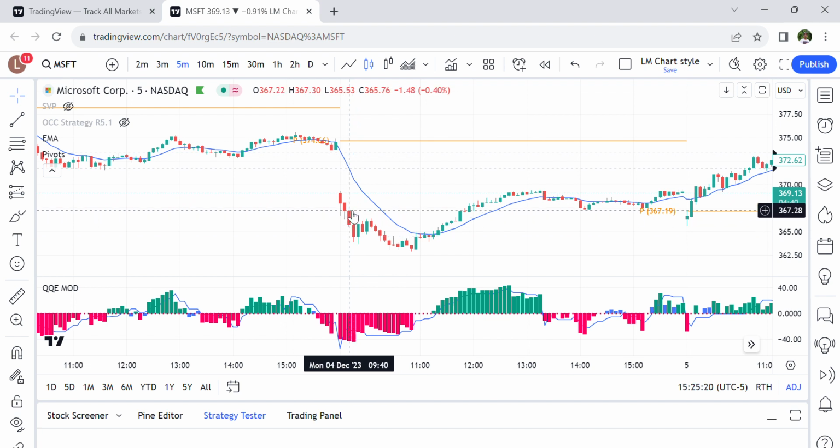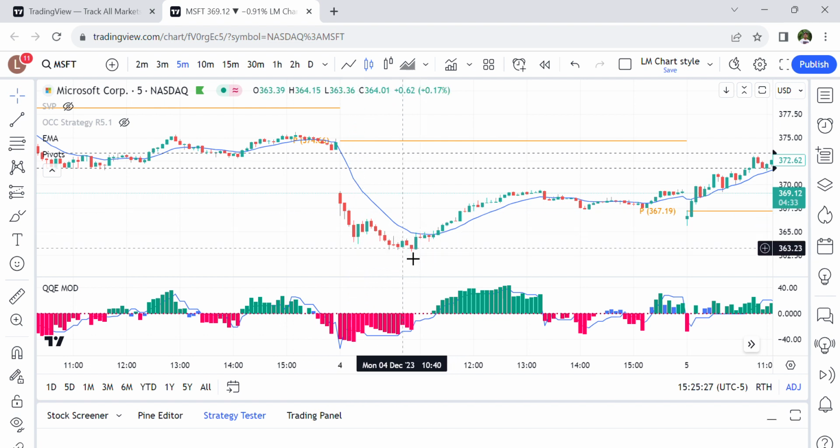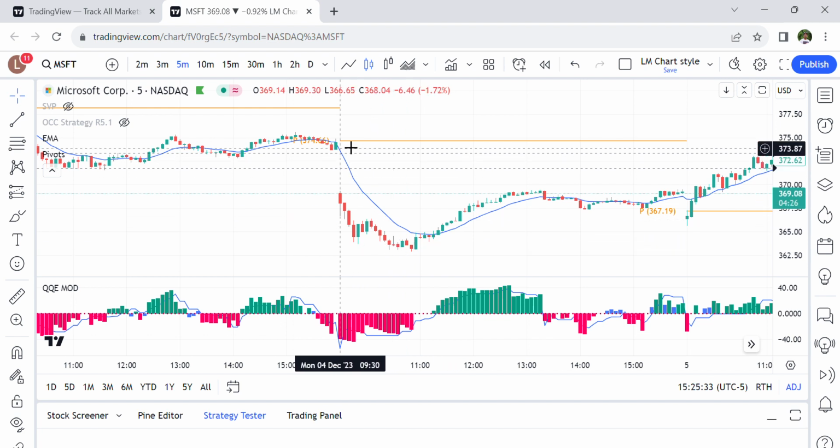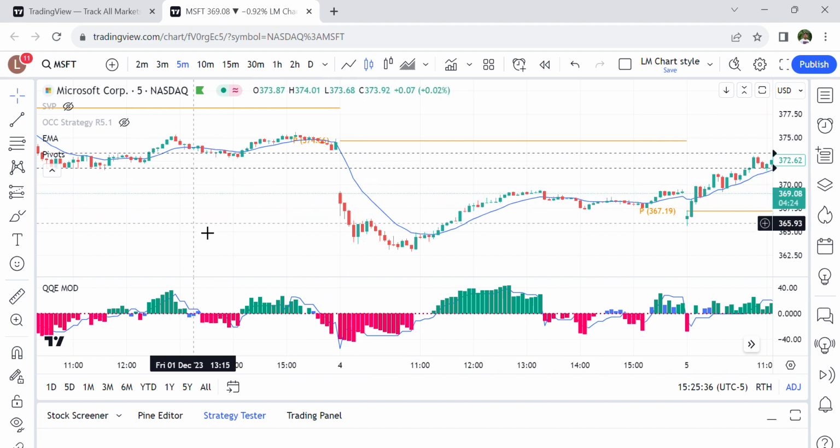Which is quite worth it. I kept a $2 stop loss and I have got a $3 profit, which is good. If you wait for more targets, you have 363.30, which is even better. So this was for that day.